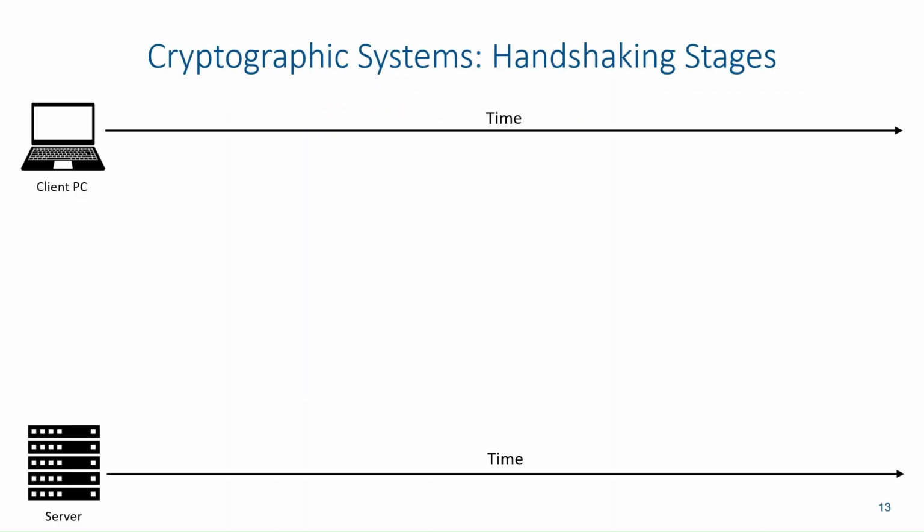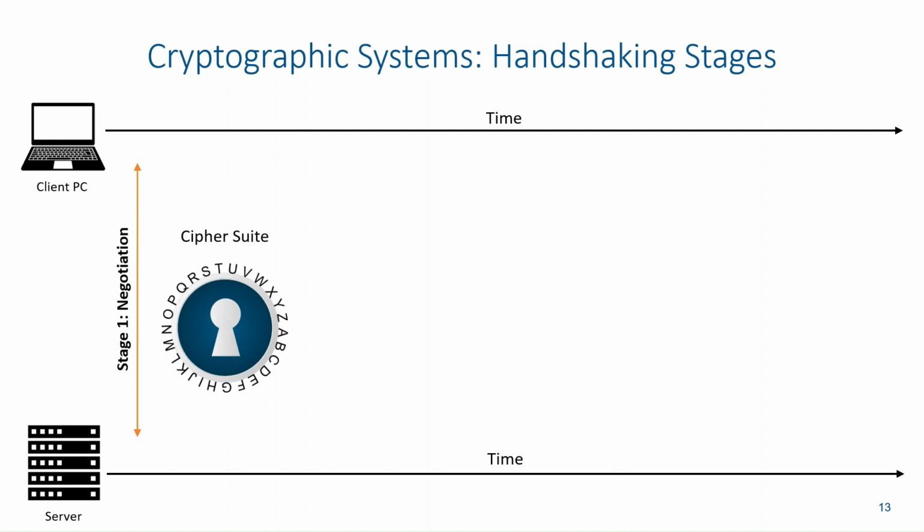So we just discussed modern-day ciphers, and now we're going to talk about cryptographic systems and the various different handshaking stages associated with these. So the first stage is negotiation. So you have a client and a server. A client is going to communicate with the server, and they're going to negotiate what cipher suite they're going to use. This includes a set of methods, parameters, and options that are associated with this particular cryptographic system.